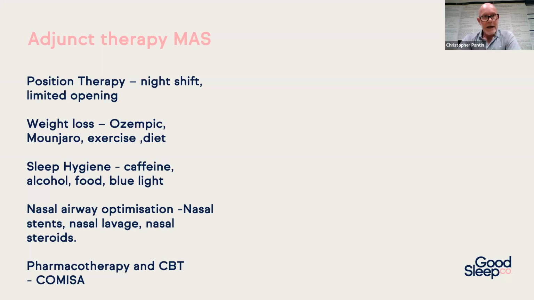So adjunct means as well as. So a treatment as well as a splint. In this case, we'd be looking at positional therapy, something like the old-fashioned pillows, and then things like Night Shift, a bit of technology that vibrates when you go past 45 degrees. It'll vibrate and train you not to sleep on your side.